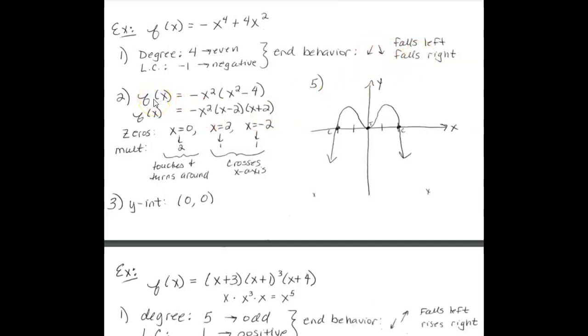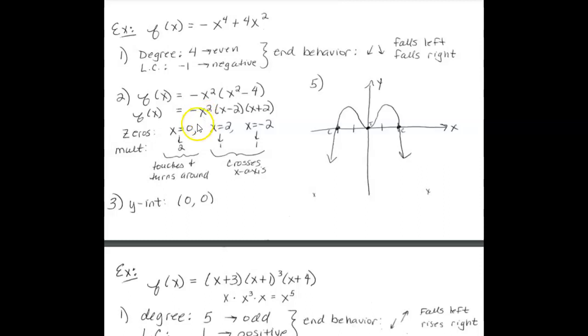Finding our zeros and multiplicity requires it be in factored form. So if it's not factored, I have to factor it. So my first step of factoring this is to factor out the common factor x squared, and I'm also going to factor out the negative since this first term is negative. So I'm factoring out a negative x squared, leaving x squared minus 4. X squared minus 4 factors into x minus 2 and x plus 2. So this is my factored form.